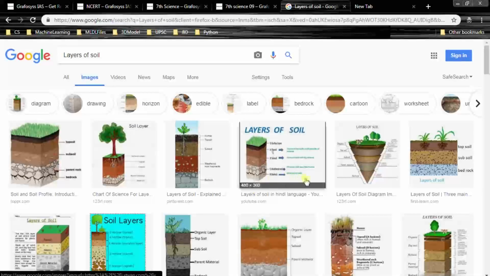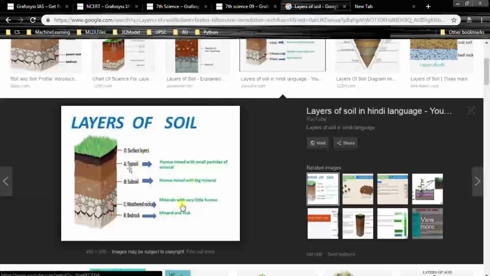So this is the surface layer, topsoil, subsoil, weathered rocks, bedrock. Topsoil contains humus mixed with small particles of mineral. Subsoil has humus mixed with bigger minerals. And weathered rock has minerals with very little humus. Bedrock is mineral and rock. So remember all these things, right? Surface layers like topsoil, subsoil, weathered rock, bedrock.